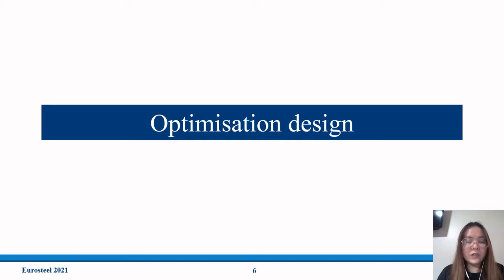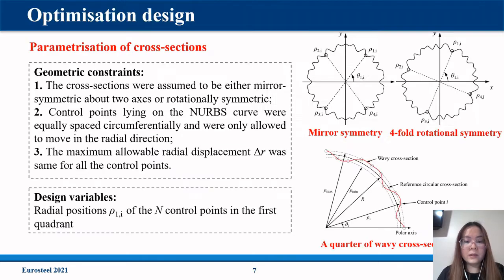For designing the wavy shell, optimization techniques need to be used. The wavy cross-section is defined by control points. A non-uniform rational B-spline is used to create a smooth curve through these control points. To narrow the design space, we use three geometry constraints. First, we use mirror symmetry and fourfold rotational symmetry about two axes. Thus, we only need to consider the control points in the first quadrant.